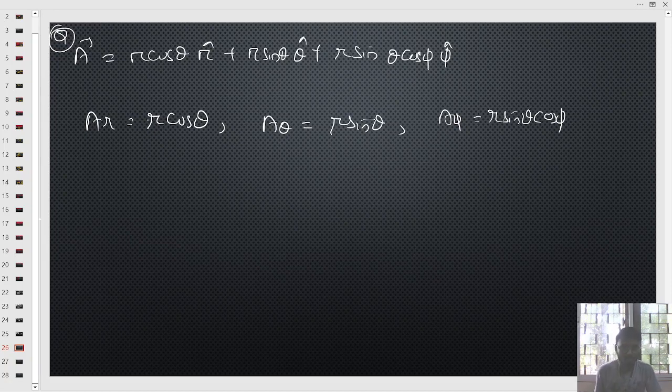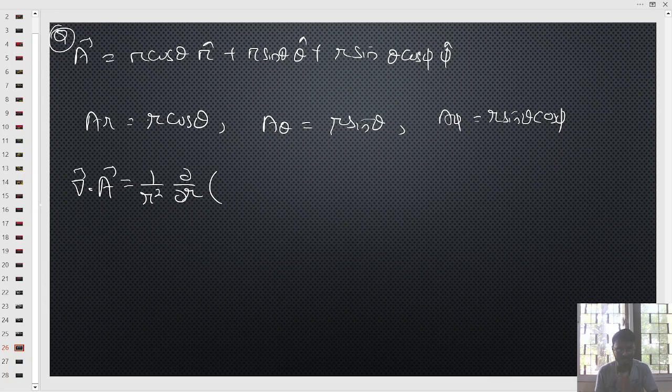Remember the formula in spherical coordinates that I have written for del dot A. In spherical coordinates, del dot A is 1 upon r square del upon del r, and remember, Ar is r cos theta, and you have to multiply it with r square.